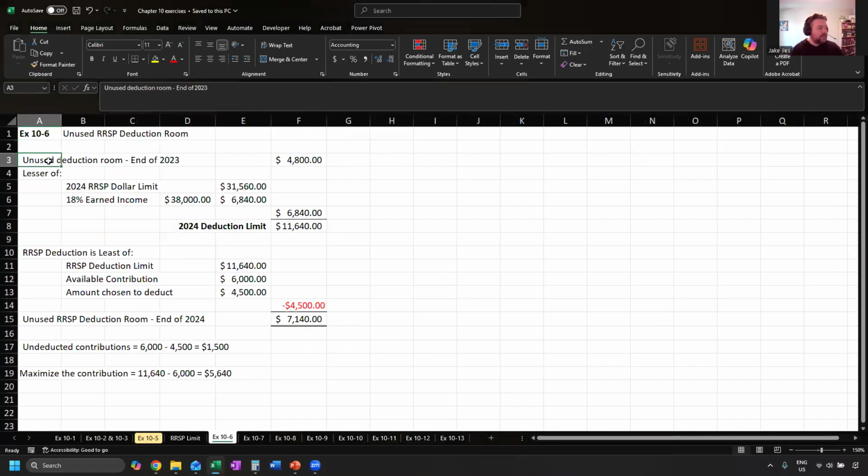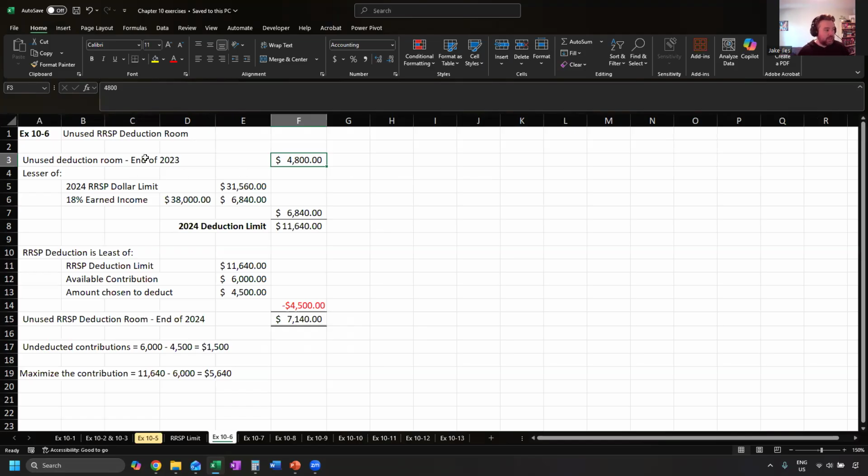So the unused deduction space at the end of 2023, we are told, is $4,800. This is left from a previous year, so it's our starting point. To this number, we can add 18% of earned income.